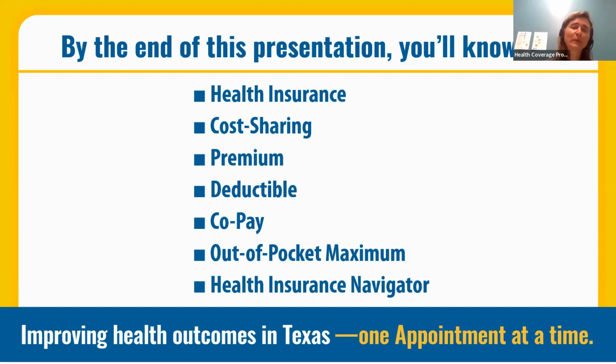Co-pays, amounts that people can pay before they have to meet their deductible. Out-of-pocket maximums: if people meet their out-of-pocket maximum by paying for their own co-pays and cost-sharing amounts throughout the year, then the health insurance company has to cover them afterwards. And then health insurance navigators, like me and my coworkers here at Foundation Communities in our Prosper Health Coverage Program.